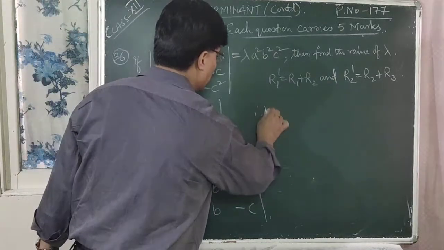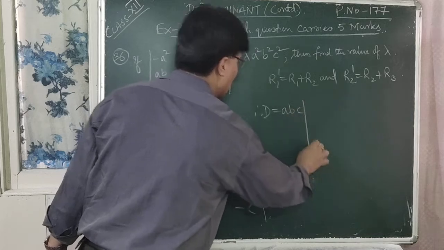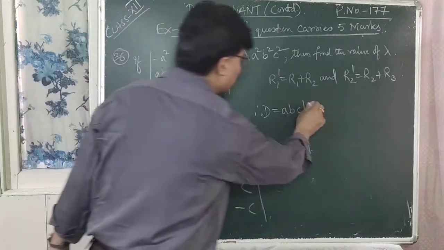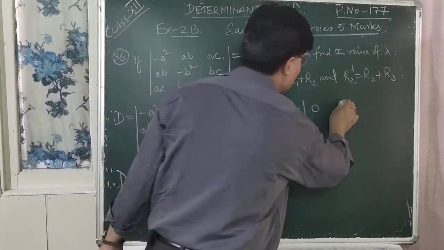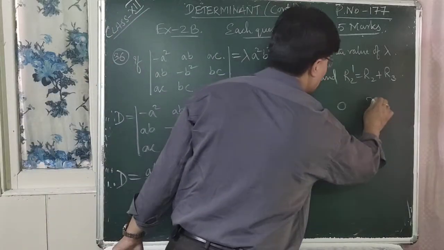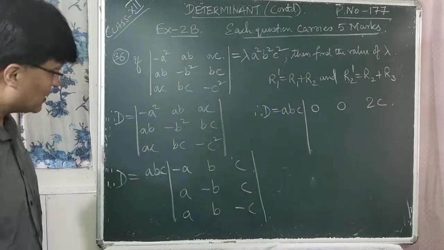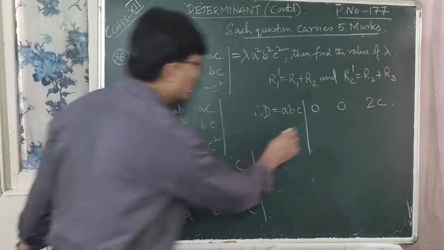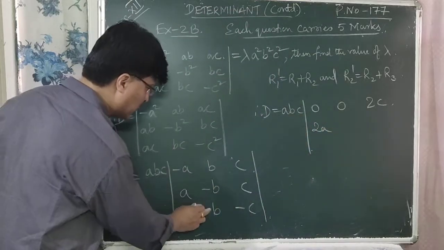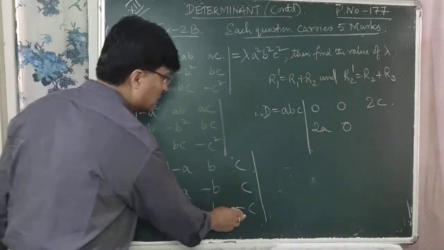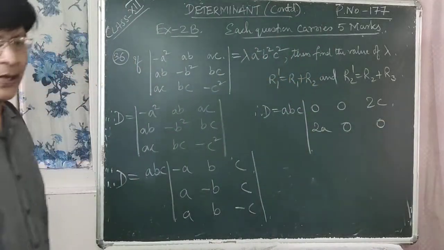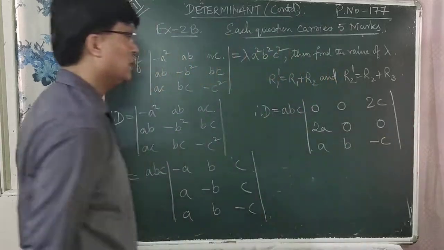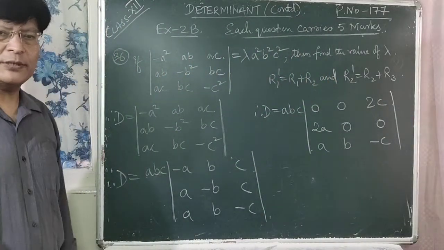So now, therefore D is equal to abc. How does row 1 change? It is R1 plus R2: minus a plus a is 0, b minus b is 0, c plus c is 2c. Correct? Next, row 2 is also changing, R2 plus R3: a plus a is 2a, minus b plus b is 0, c minus c is also 0. And the third row remains the same, that is a, b, minus c. Is that clear?